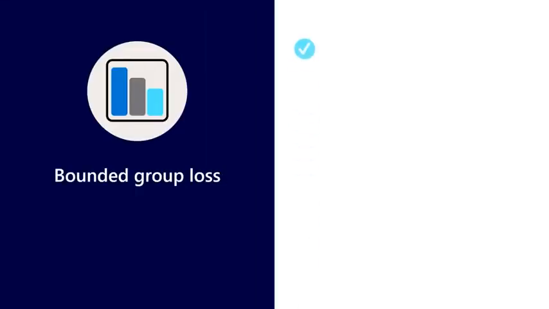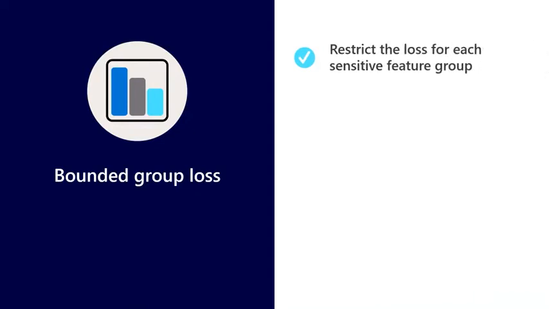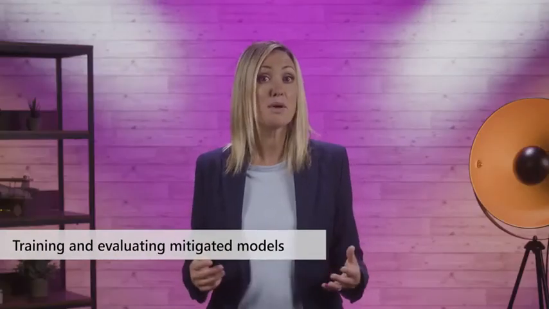Finally, use the bounded group loss constraint with any of the reduction-based mitigation algorithms to restrict the loss for each sensitive feature group in a regression model. A common approach to mitigation is to use one of the algorithms and constraints to train multiple models and then compare their performance, selection rate and disparity metrics to find the optimal model for your needs.